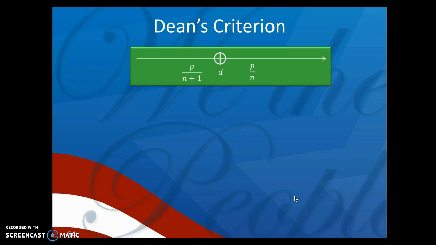So I want to go through this, but don't worry too much about the details. I will post these slides if you are interested to go through this more slowly. But James Dean said the apportionment should be the bigger number, round up, exactly when this distance, the divisor minus the population over n plus 1, is less than or equal to the population divided by n minus d.